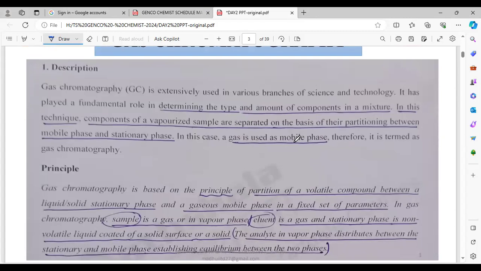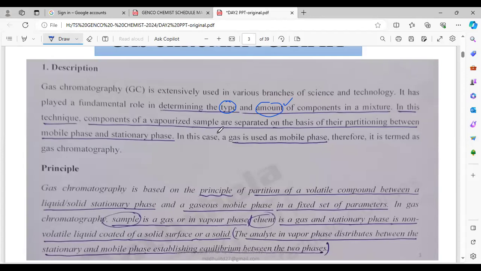This is also a kind of chromatography technique to separate component mixtures. As I said in the last class, the main theme of chromatography is to separate the component mixtures. So what other technique is this? Through gas chromatography, we are going to determine the type and amount of components in the mixture: what types of compounds are present and how much amount is there. So it is a kind of qualitative and quantitative application. Both of these you are going to get from gas chromatography.